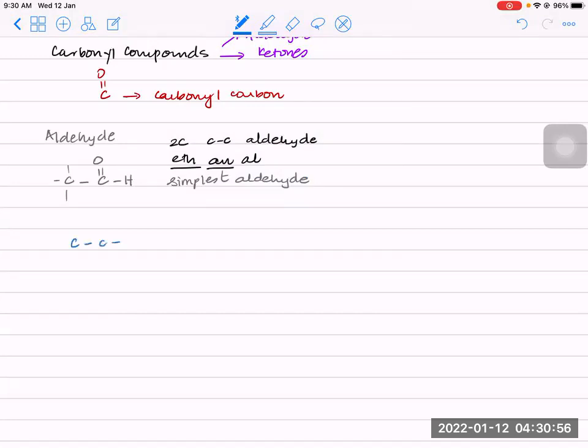Let's see another one. So this right here is an aldehyde group, as you can see. C double bond O with the H on one side, carbon on the other. So this is an aldehyde. Now let's name this. This would be a 3-carbon aldehyde. So we will call this prop and al, propanal. Clear? Let's see ketones.